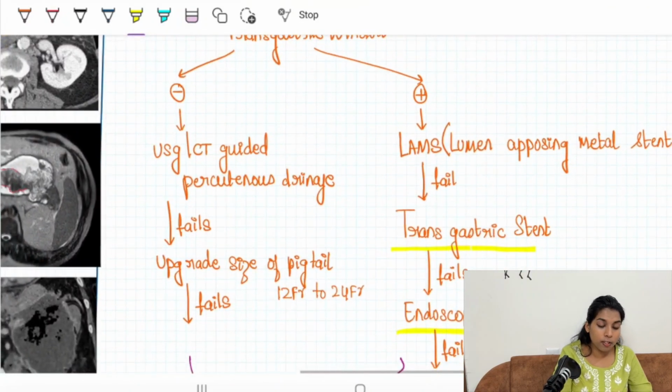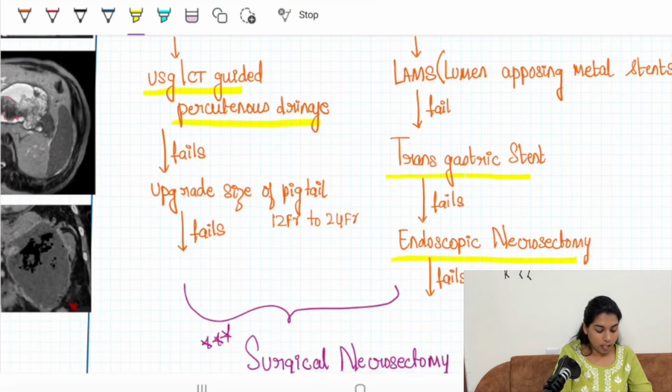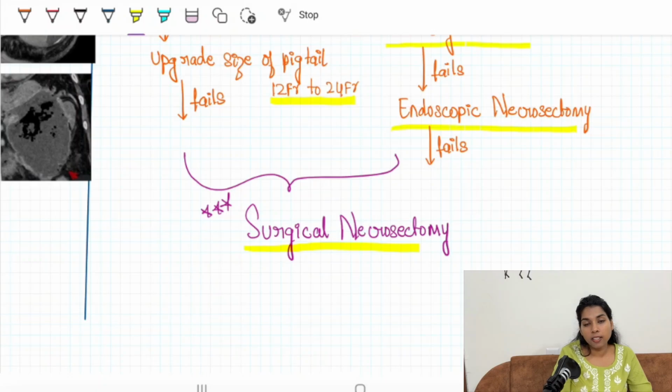However, if there is no transgastric window, then what will we do? We do an ultrasound or CT guided percutaneous drainage. How are we doing this? We'll read it in a few minutes, right? If this fails, you have to upgrade the size of the pigtail starting from 12 French, and you can go up to 24 French. Even with 24 French, if you are not able to drain the collection, then you again end up in a surgical necrosectomy, right?